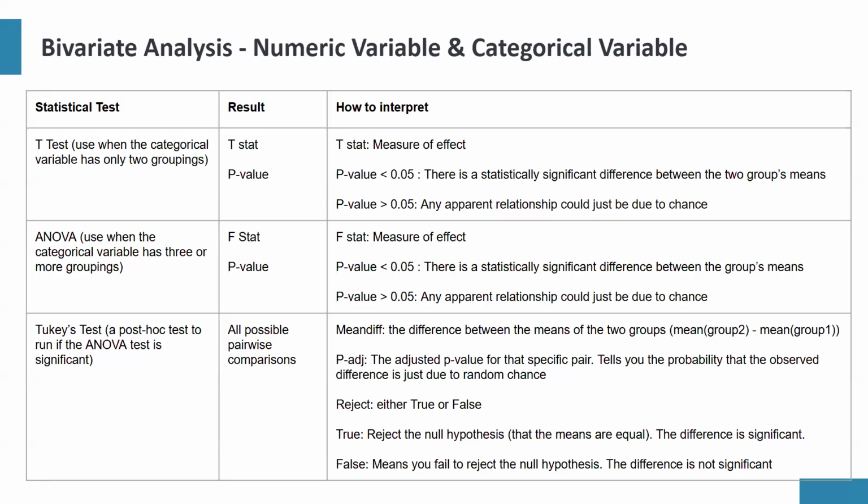So you run a t-test when you have a categorical variable with two and only two groupings: male, female, yes, no, group A, group B, website A, website B. It returns two results, a t-stat and a p-value. The t-stat is just a measure of effect.